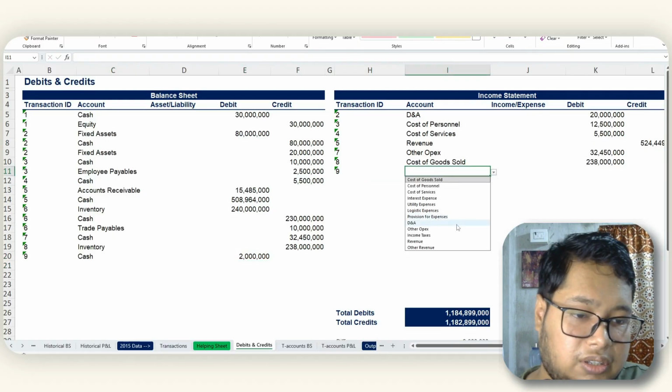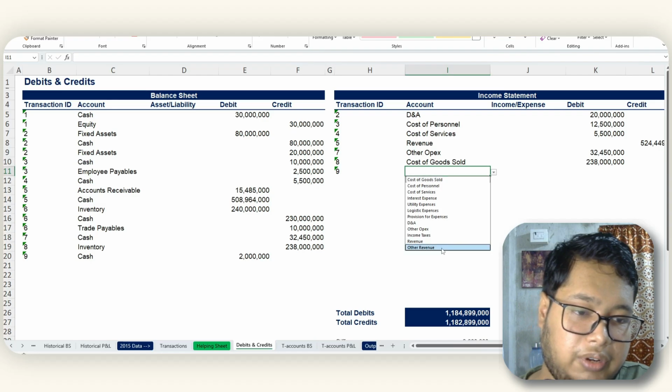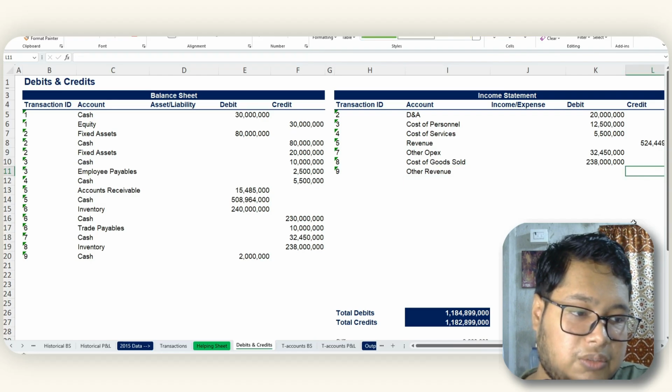I was supposed to write it here first because rental income is the main thing. Okay, whatever. Rental income is not for revenue, so I cannot use revenue. I can use other revenue.